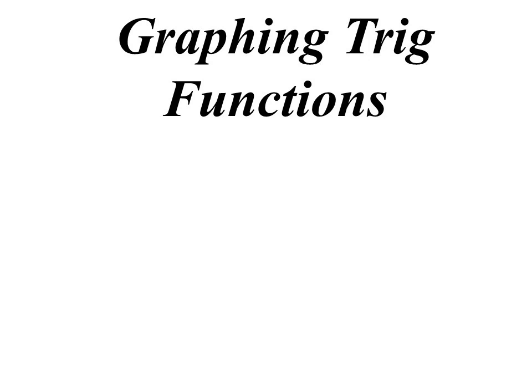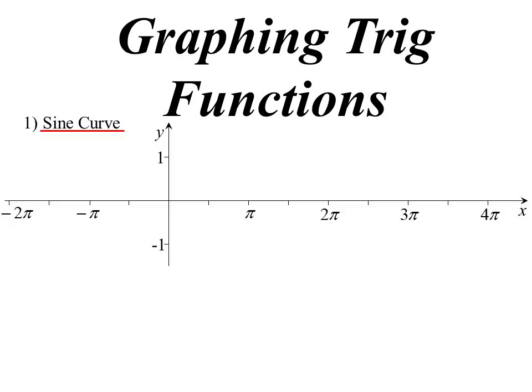Let's look at graphing our basic trig functions. We'll start off with the sine curve. We know it has an amplitude of 1, so I'll mark that in on the y-axis. And I'll mark off all the boundary values. Really the only difference to what we've done before is that instead of marking it off in degrees, I'm marking it off in radians.